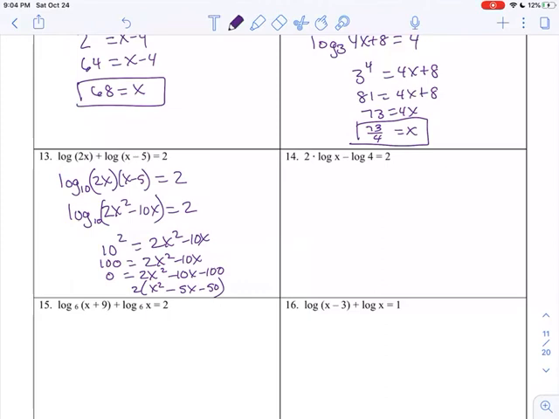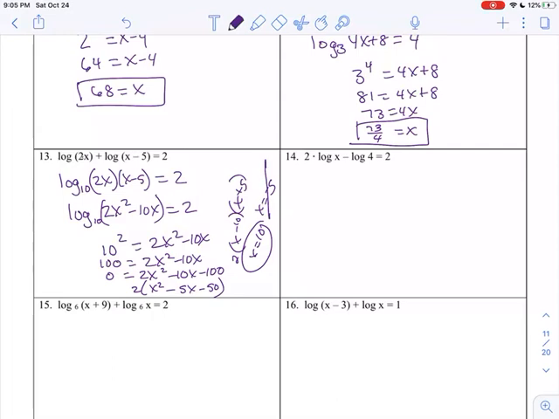Okay, but I can factor out a 2. The first step in solving is to factor out a greatest common factor if there is one. And there's a 2. I'm going to run out of room, so maybe I'll write it over here. I'm looking for the numbers that multiply to 50 and add up to negative 5. So it's going to be negative 10 and positive 5. So basically my answers are x equals 10 and x equals negative 5.